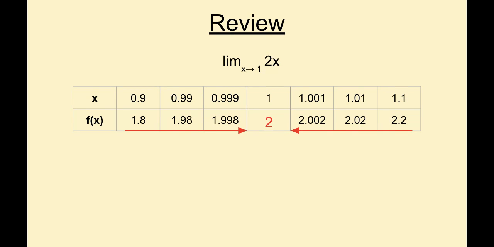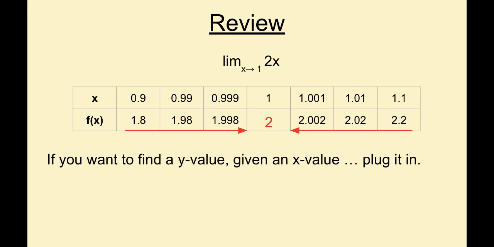But remember, in most cases, finding a limit is finding the y value around an x value. Well, if we're trying to find a y value, then why not just plug it in? So we could have done the limit of 2x as x approaches 1, just evaluated the y value of 2x at x equals 1. So 2 times 1 is 2. Okay, so keep that in mind. Limits are pretty much the behavior of the y value at or around an x value. So if we want to find the y value, plug in the x value.